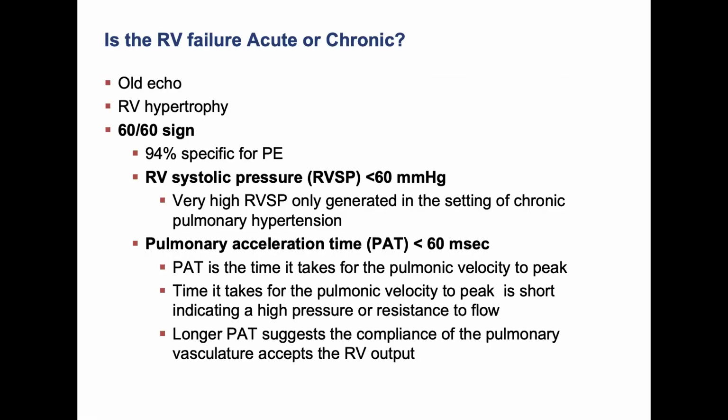So is the right ventricular failure acute or chronic? You can look at an old echo. I think that's probably the most helpful. You can look at right ventricular hypertrophy. So is it thickened? And then you can also look at the 60-60 sign. So this is 94% specific for a PE. This is when the right ventricular systolic pressure is less than 60 and the pulmonary acceleration time is less than 60. The thought being that a very high RVSP can only be generated in the setting of chronic pulmonary hypertension.